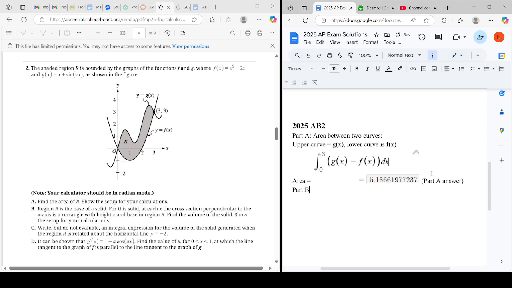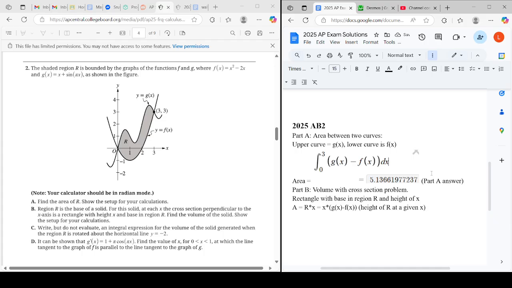Part B is a volume with cross-section problem. The cross-section is a rectangle with a base of region R and height of x. So the area of the rectangle would be the base R times x, or x times g of x minus f of x, since that's the height of R at a given x.